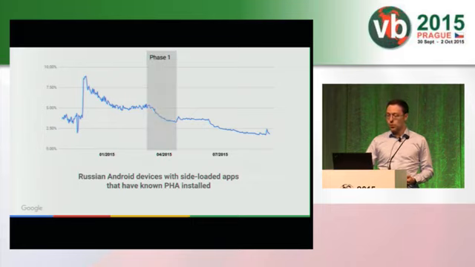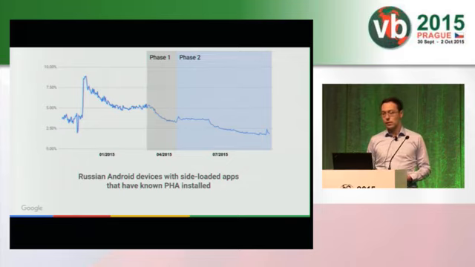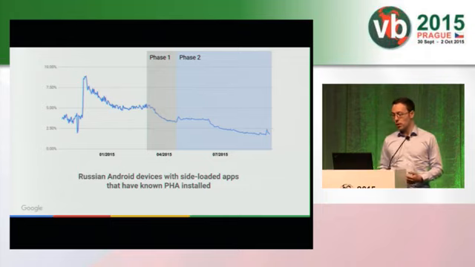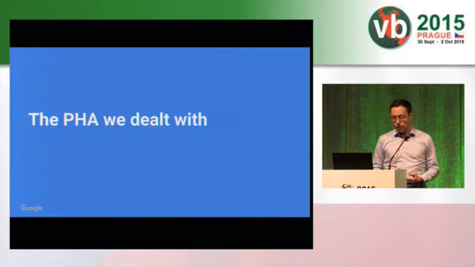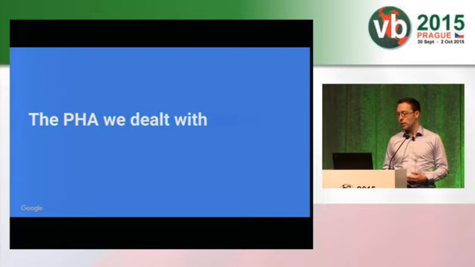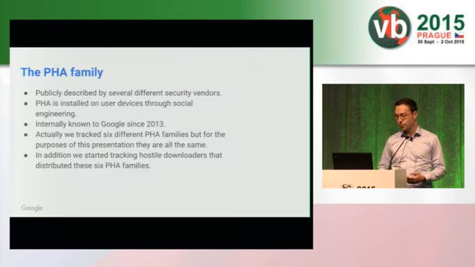So the talk I'm going to give will explain two phases of our cleanup. And as a part of that cleanup, we saw the number of infected devices drop from around 5% to around 2.5% at the end. And it was quite interesting. Let me explain the actual phishing family that we dealt with, cleaned up, however you want to call it, before I get into what we did.